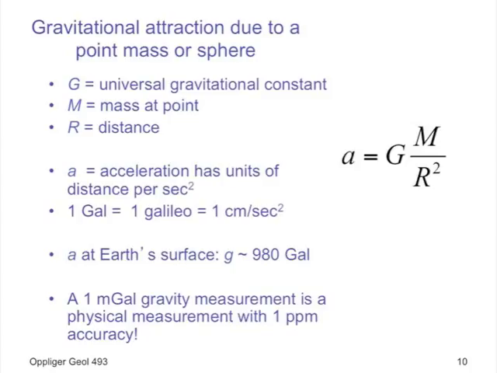So if g in total is 1,000 Gal, and we're making measurements with an accuracy of 1 milligal, that means we're making a physical measurement, we've got to measure the length of that spring, with 1 part per million accuracy. Now, we're really used to being able to count frequency and measure time to way better than a part per million. But any other kind of physical measurement, of voltage, or here a measurement of weight, even length, is very hard to make with 1 part per million accuracy. That's why gravity surveying is such a ticklish business.